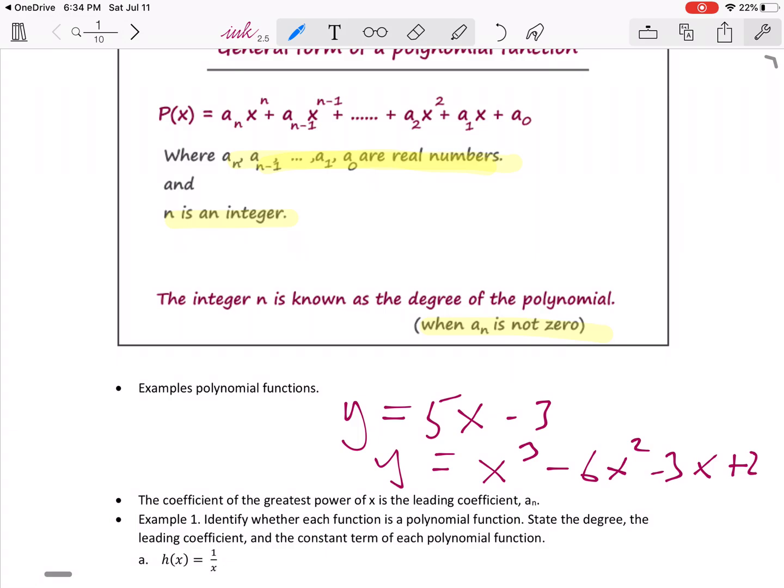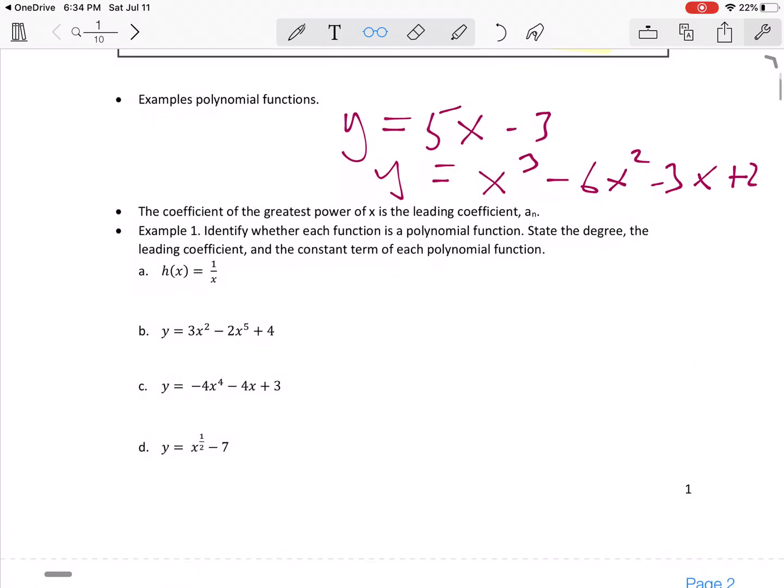So notice when we write down a polynomial, we always want to put the exponent in a descending order in terms of how big the exponent is, right? So you start with the biggest exponent and work your way down. So let's look at some examples here. Whether or not these are polynomial, and then what we'll also talk about is what we mean by degree, leading coefficient, and constant term.